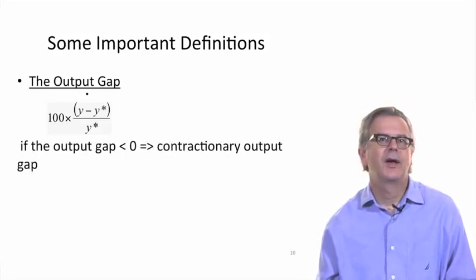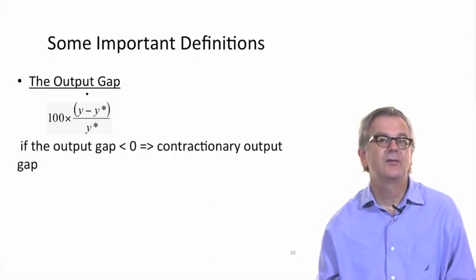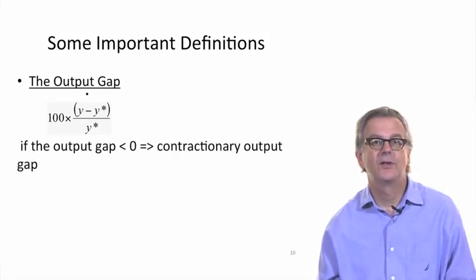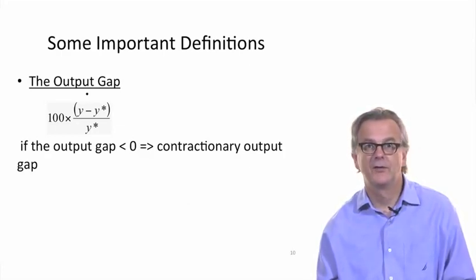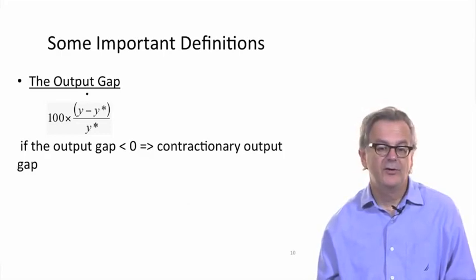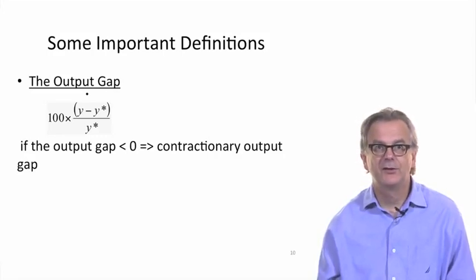If that output gap turns out to be a negative number, if it's less than 0, then as you can see from the formula, that's a situation where the economy's actual GDP has fallen below its potential GDP. Think back to that classical business cycle diagram from a few slides ago. We're going to refer to this situation as a contractionary output gap. So actual GDP has fallen short of potential GDP.